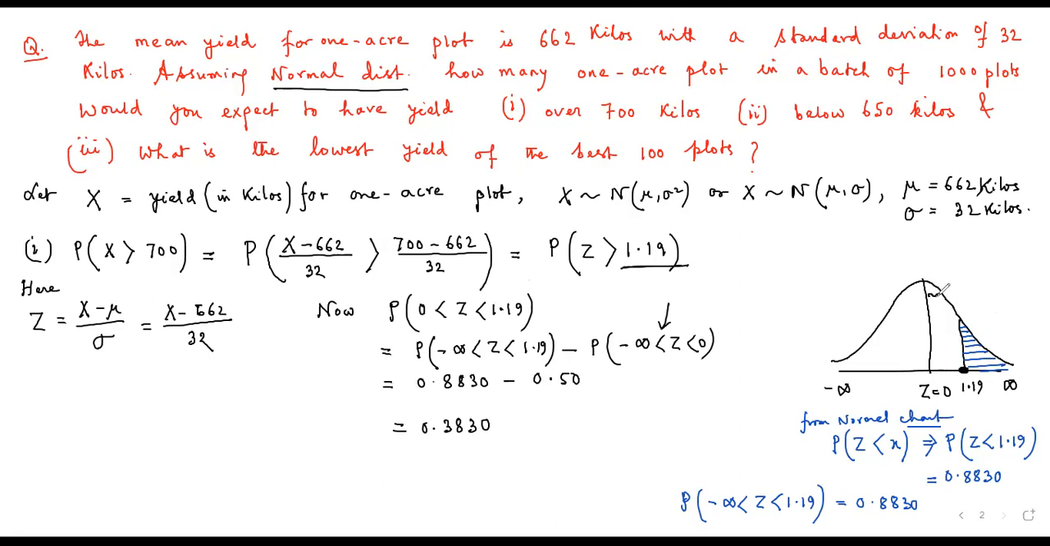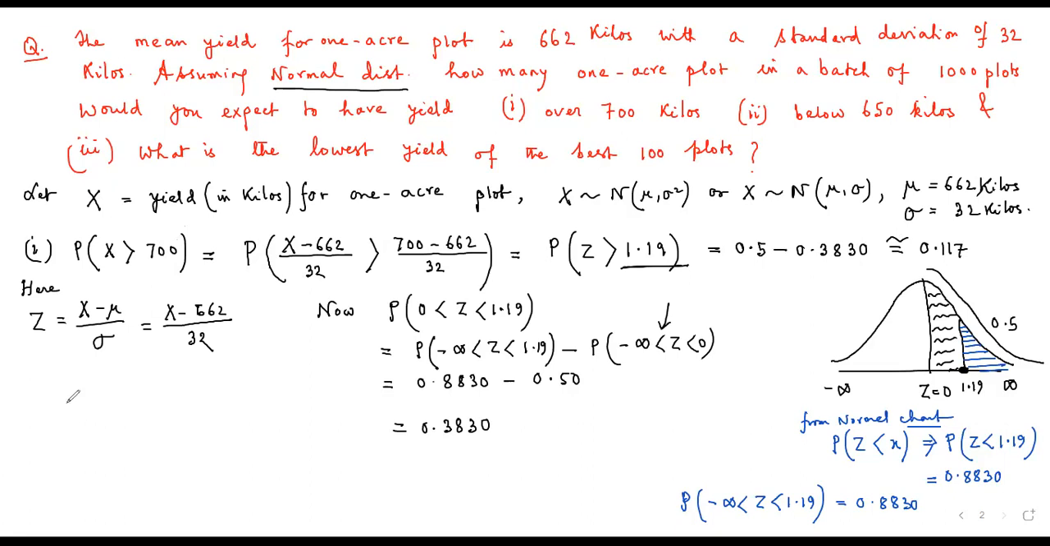So this particular part is 0.3830. Now you know that this entire half has probability 0.5, isn't it? So we can subtract this quantity 0.3830 from 0.5. And if I subtract it from 0.5, the probability will come as 0.117 approximately. So this is the probability that in a one acre plot, the yield will be greater than 700.